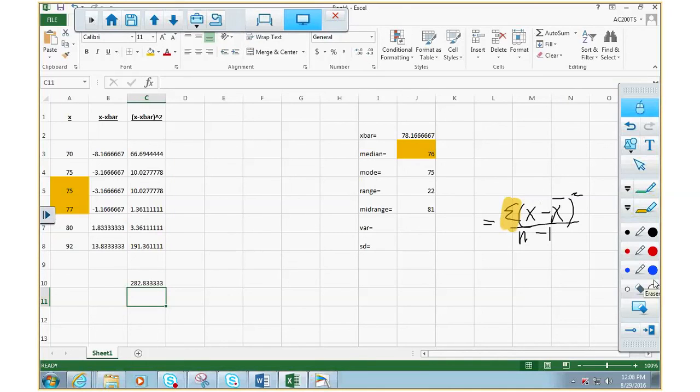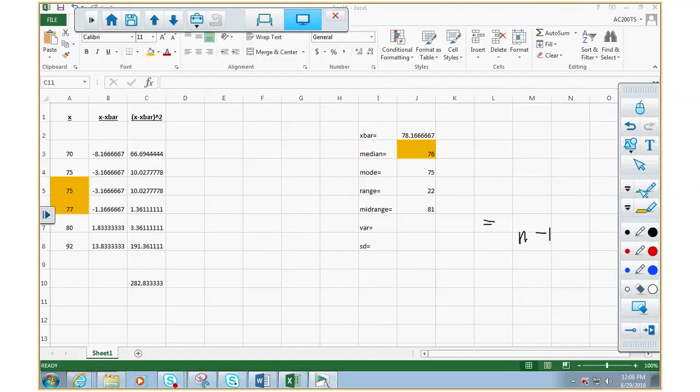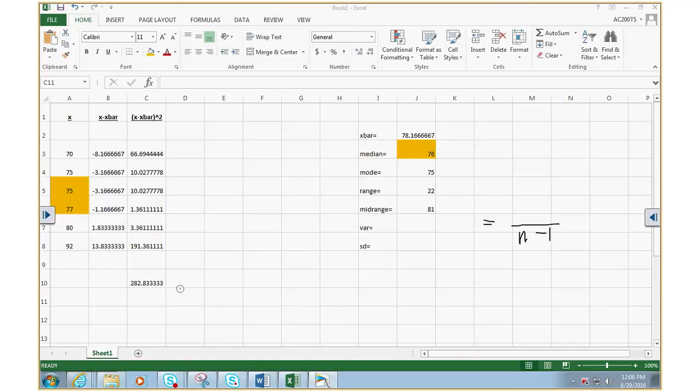So I'm going to erase this. And instead of that formula now, I'm going to put a bar, and above it, I'm going to put 282.83. Okay? And n minus 1. 1, 2, 3, 4, 5, 6. So 6 minus 1 is 5.